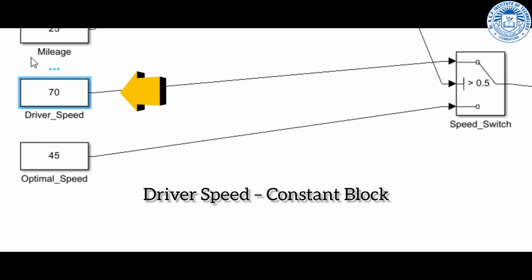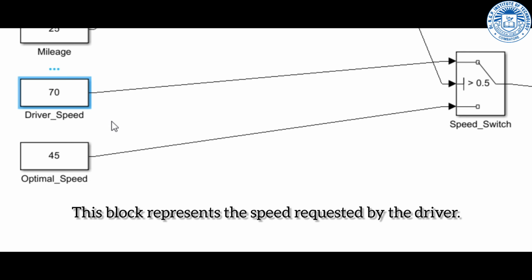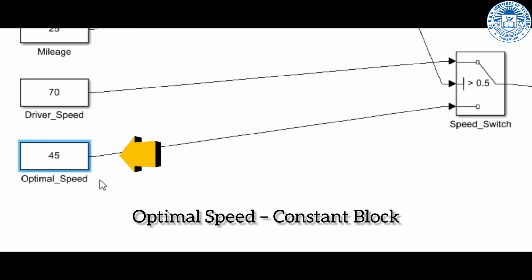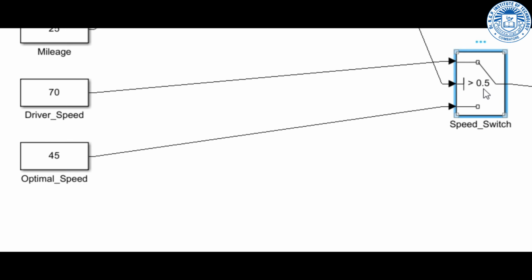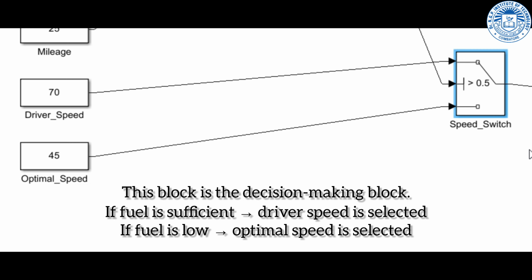Driver speed. This is a constant block which represents the speed requested by the driver. Next, optimal speed. This is a constant block which represents a safe and fuel efficient speed used when fuel is low. Speed switch. Switch block. This block is a decision making block. If fuel is sufficient, driver speed is selected. If fuel is low, optimal speed is selected.